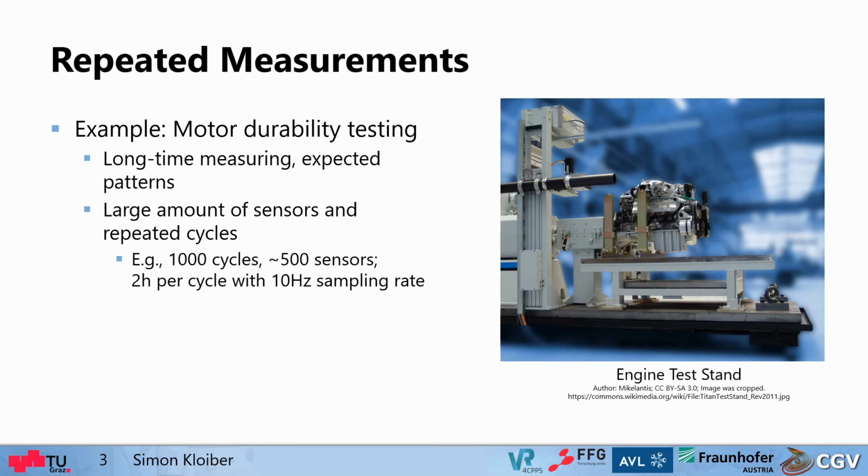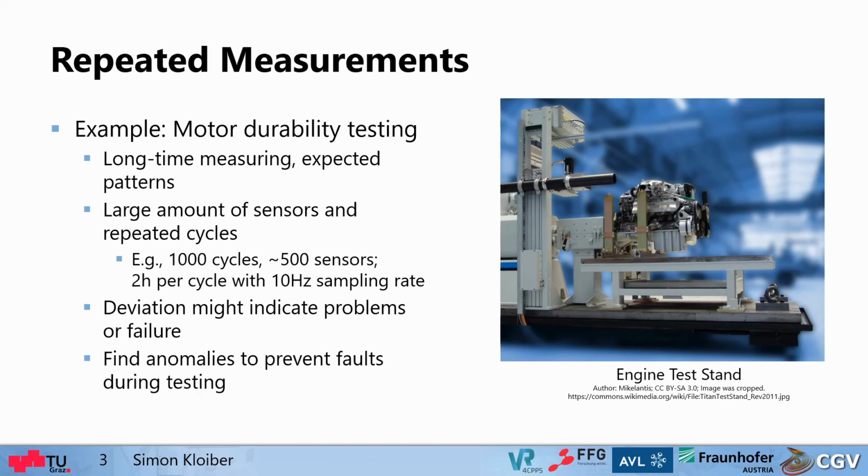For example, a durability test run can run over 1000 cycles of 2 hours with 500 sensors at 10 Hz sampling rate. This is a large amount of data and there's a huge interest in finding certain behavior. For example, a deviation of the norm can indicate problems, faults, or failures which need to be addressed, and ideally ahead of time. Such a deviation can also be seen as an anomaly. It is important that engineers are able to find such anomalies ahead of time.